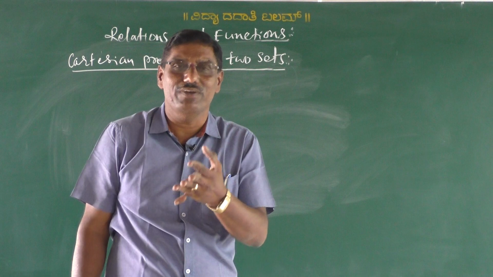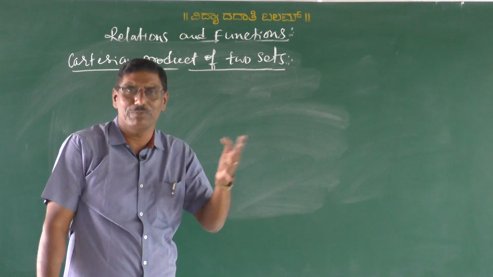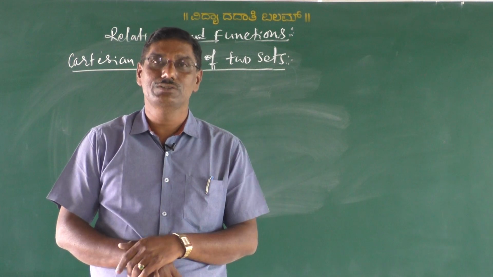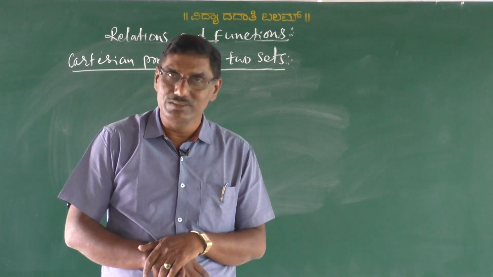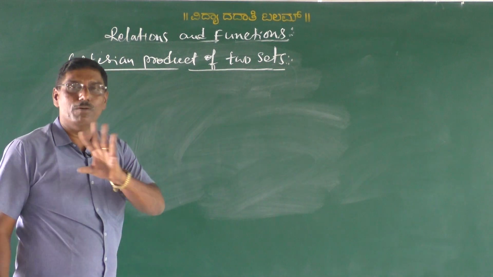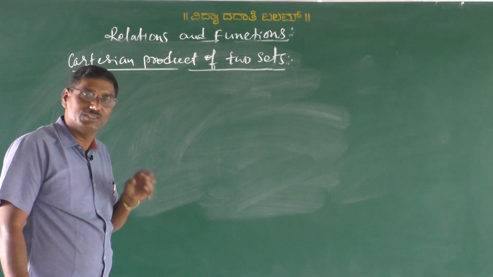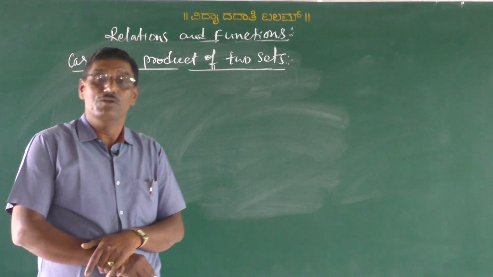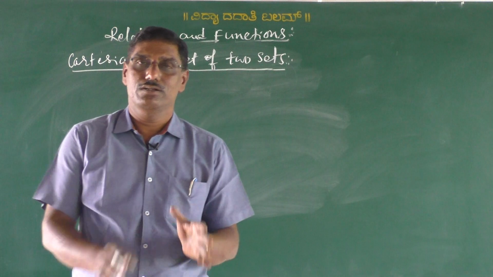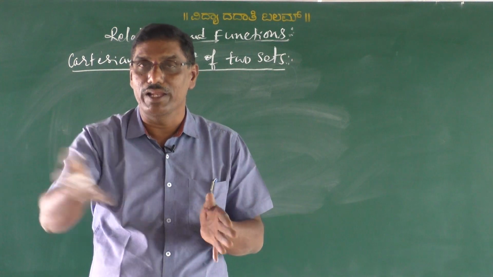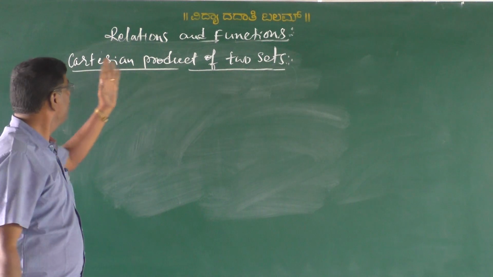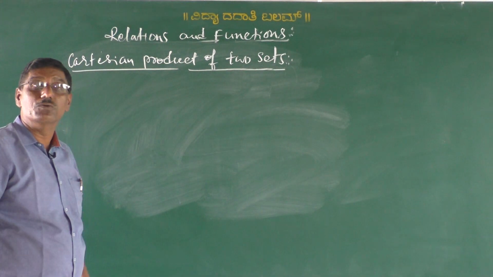We have learned different operations on sets, maybe union, intersection, disjoint, and difference operations, isn't it? This is another type of operation on sets, but a special type. With the help of this operation, we can learn the concept of relation. Now what we call the Cartesian product of two sets.